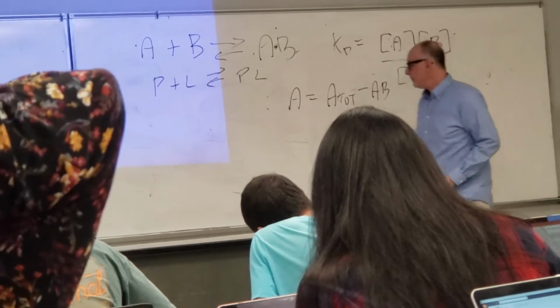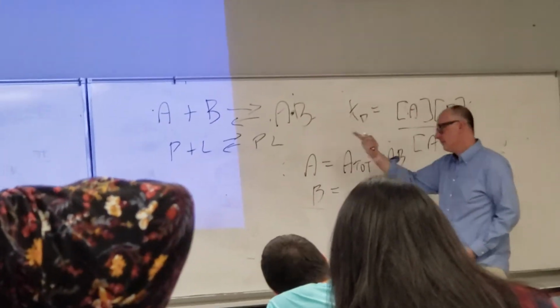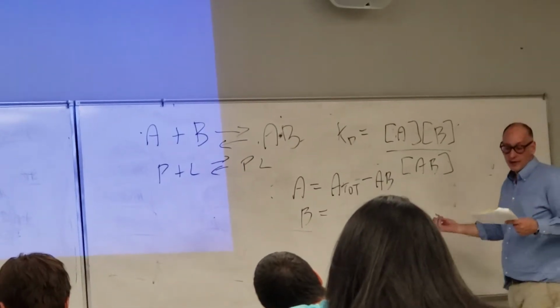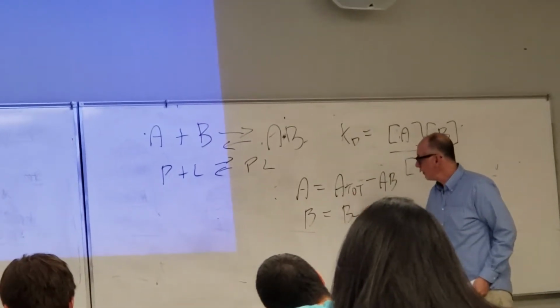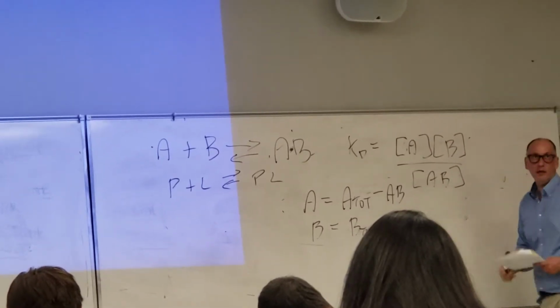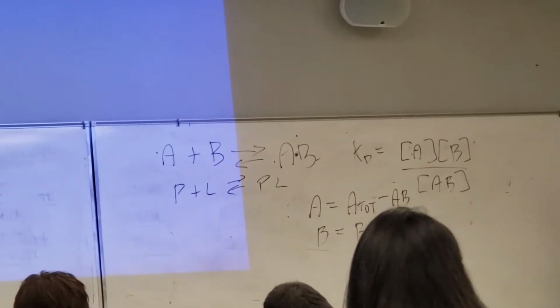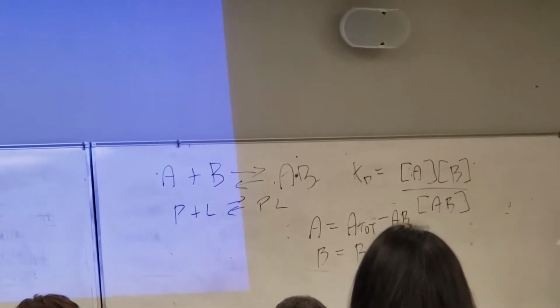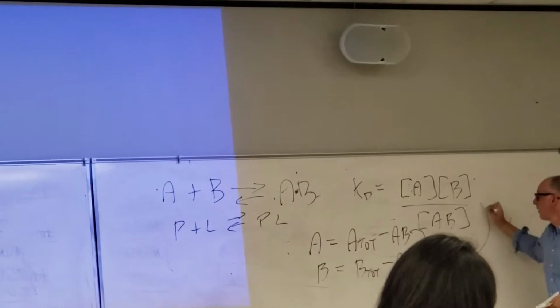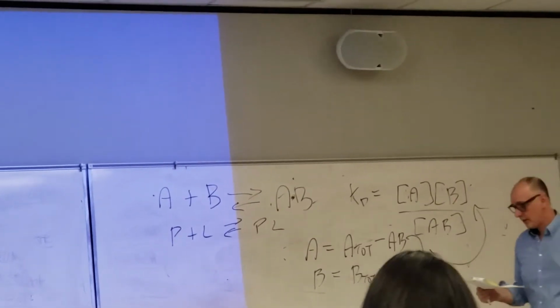All right, so same deal with B. One might be protein, one might be ligand. That doesn't matter. So that's going to be the same, right? B total minus what's bound, AB. All right, so that's the first step of it. Now, what I'm going to do is just simply take these and put them in there.